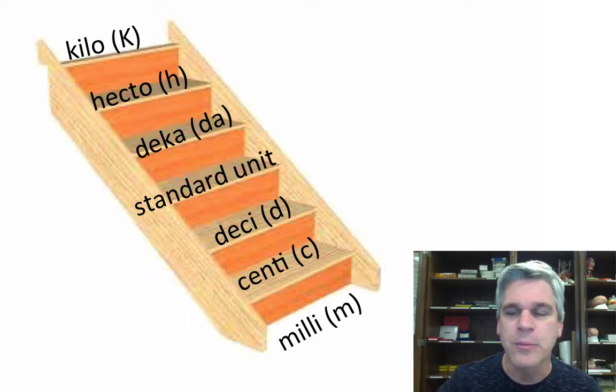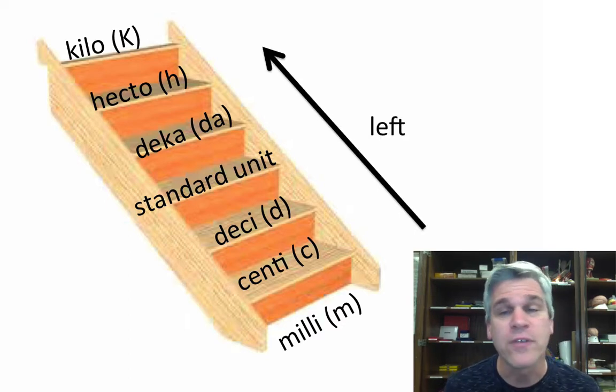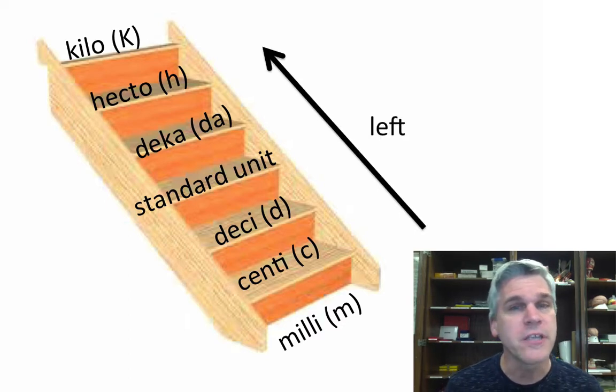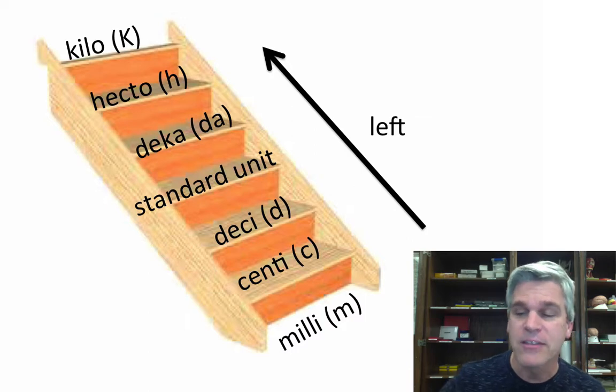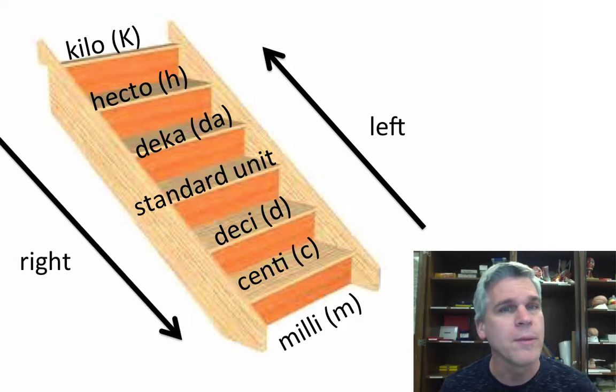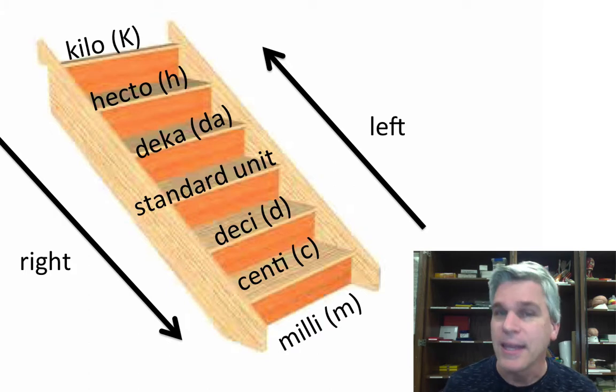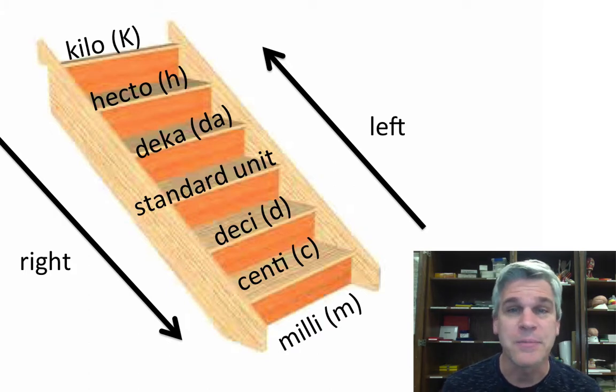Anyways, how we are going to use this, depending on if we're moving up or down the staircase, we're going to be moving our decimal point in different directions. So for instance, if we are going up the staircase, we're going to move our decimal point to the left, and we're going to move it the same number of spaces that we went up steps. And as we go down the staircase, we're going to be moving our decimal point to the right. And again, it's going to be in the same number of spaces as the steps that we go down.